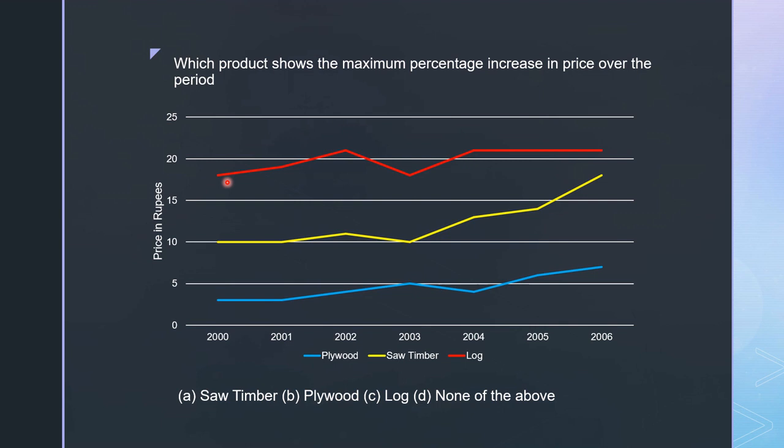The same process is applied for the log graph. For 2000 the value is 18, and for 2006 the value is 21. So again 21 is greater than 18. So we consider final value minus initial value: 21 minus 18 divided by initial value 18 into 100. So we get the percentage, and when we calculate these three percentages, we can say which is the maximum percentage in price over the period.